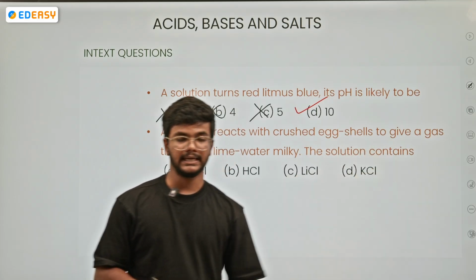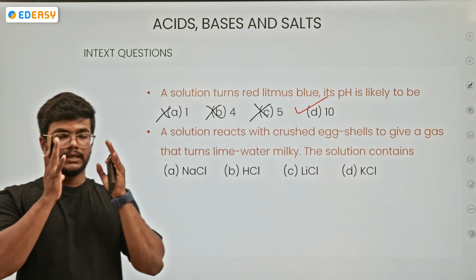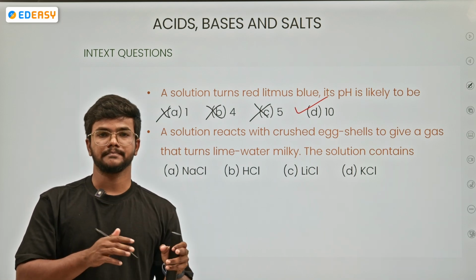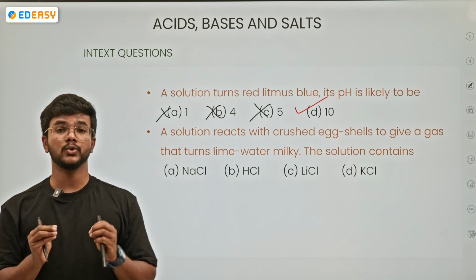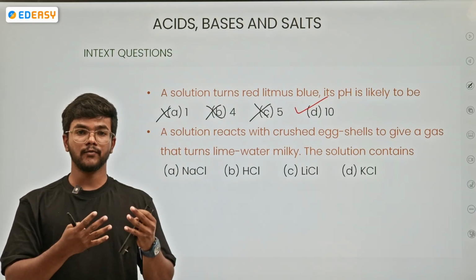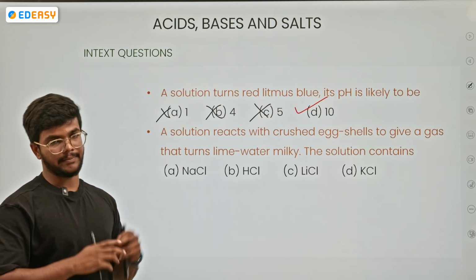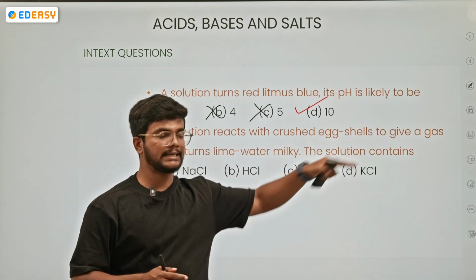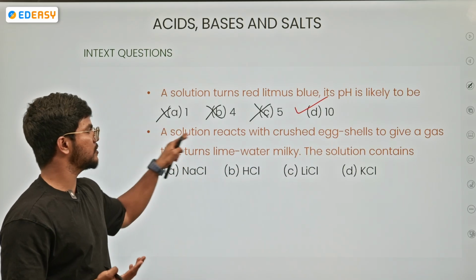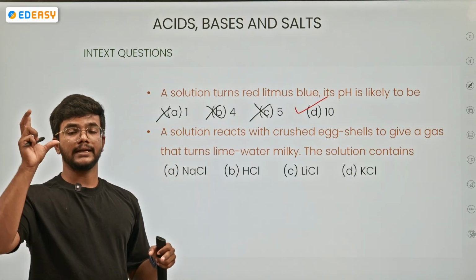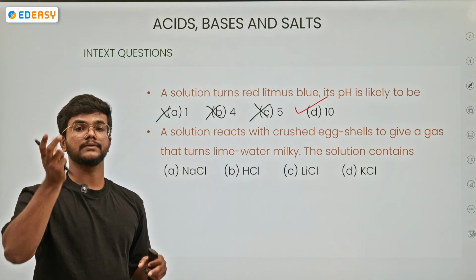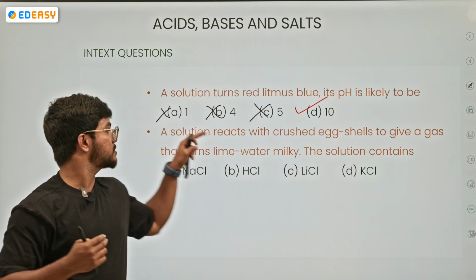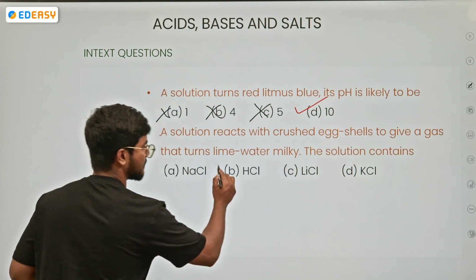Simple. The eggshells contain calcium carbonate, so you don't need to remember that. But we know that the gas which turns lime water milky is carbon dioxide. So carbon dioxide is produced from the reaction. When does carbon dioxide release? When acid reacts with a metal carbonate, it releases carbon dioxide. So the solution will be acidic, which is HCl.